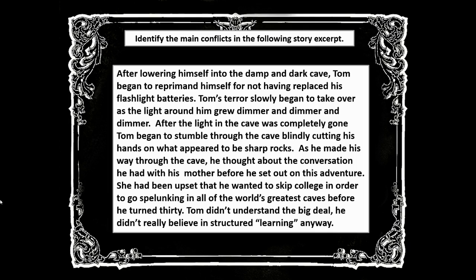So, a few of the things that I see, first of all, as he's lowering himself into the damp, dark cave, he began to reprimand himself. So, that's Tom versus himself, right? So, there's a small conflict there. He's wishing he would have replaced his flashlight batteries, and he's sort of saying, yeah, I should have done that. So, that's a small person versus self. Then he gets into the cave. The light grows dimmer. The light's completely gone. He begins to stumble through the cave blindly, cuts his hands on rocks. So the cave and rocks, that's nature. So I see that as person versus nature.